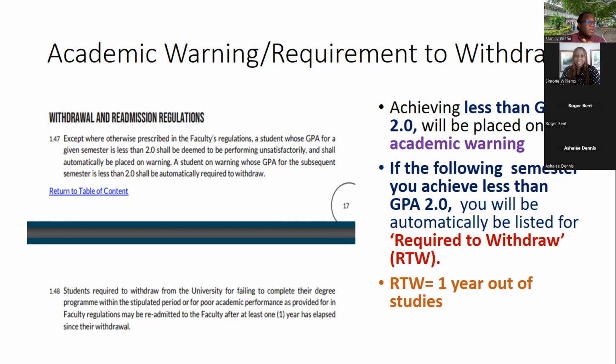Now, there's a whole process to this. It's not that we are trying to throw you out, but really and truly, in that period of warning between your department and my office and the faculty office, we will be having conversations with persons who have been listed as to what the real issue is.